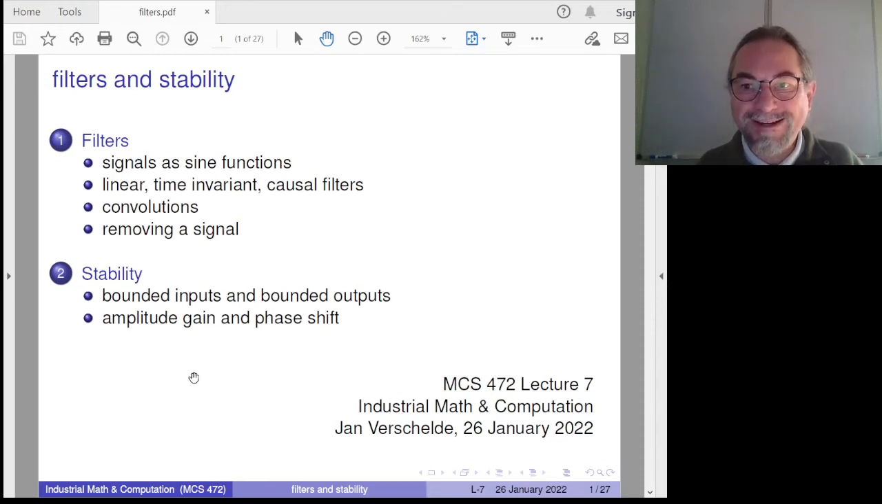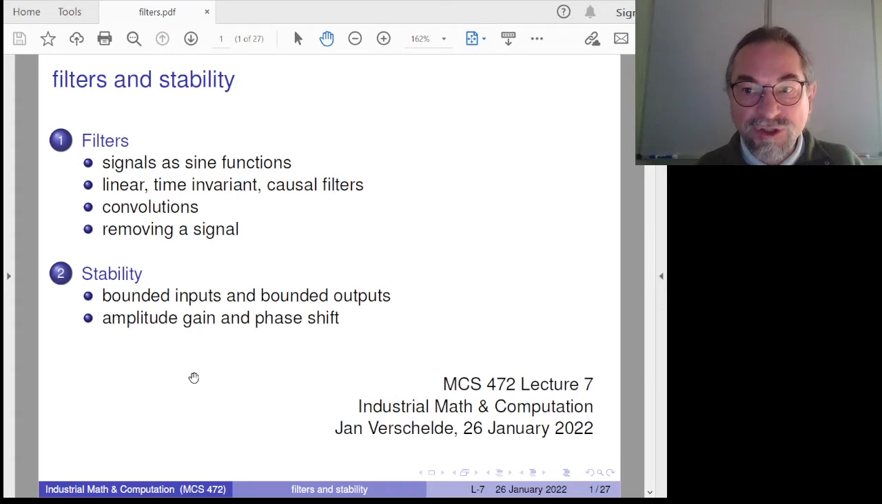Welcome to lecture 7, so lecture 7 already, of MCS 472 on industrial math and computation. So what is industrial math again? We are solving problems in science, industry and government. It is also a mathematics course. We are looking at the mathematics very useful to solving these problems. Mathematics interesting to engineering in particular.